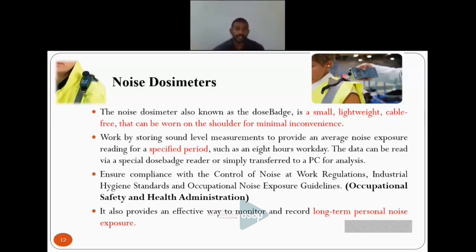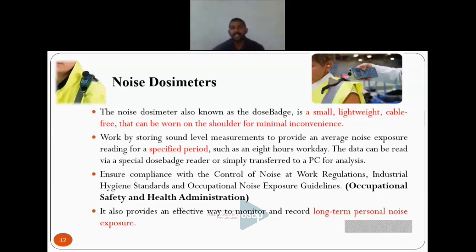As per the Occupational Safety and Health Administration, they give the standard value as 90 decibels for an exposure of 8 hours. If a man is working in an environment with 90 decibel noise, and it is showing a reading of 90 decibels, he should not work for 8 hours. That means the working time has to be reduced.